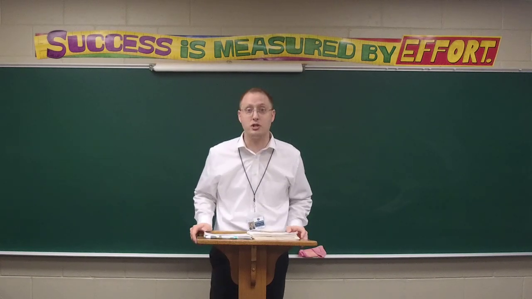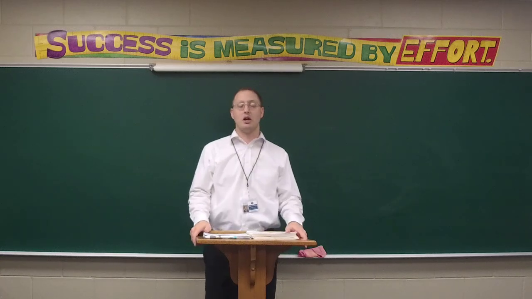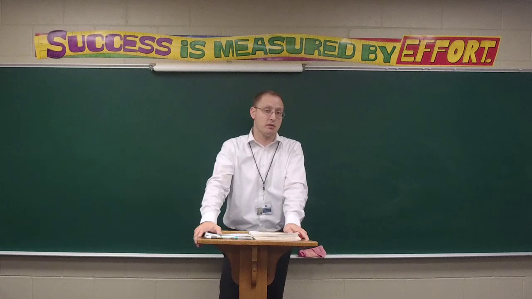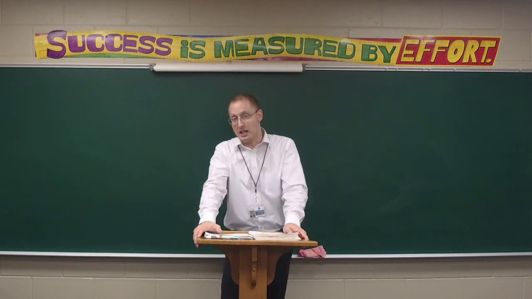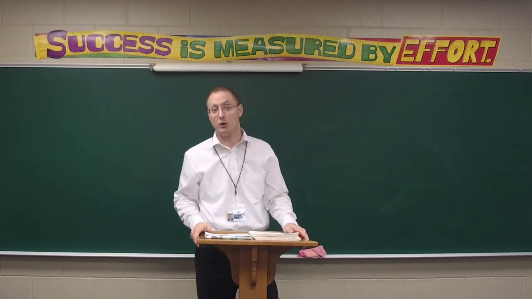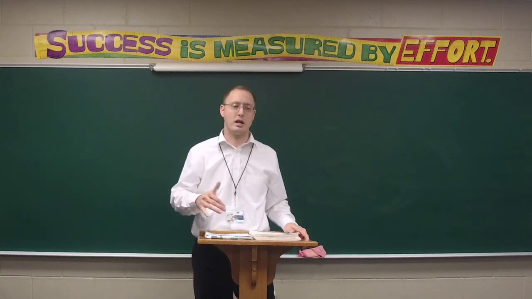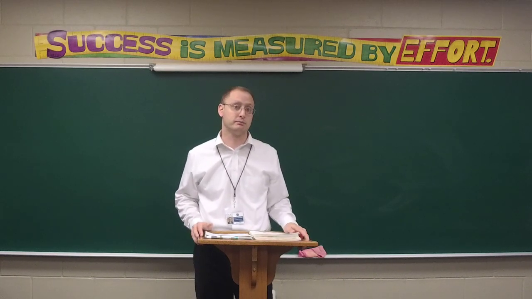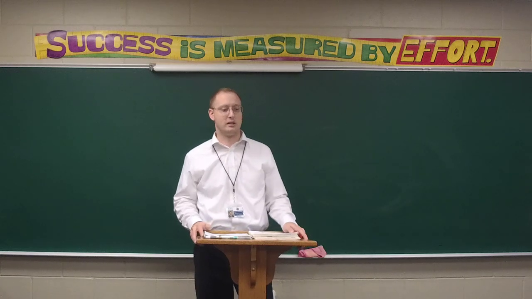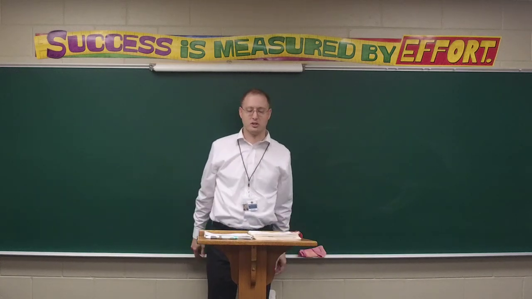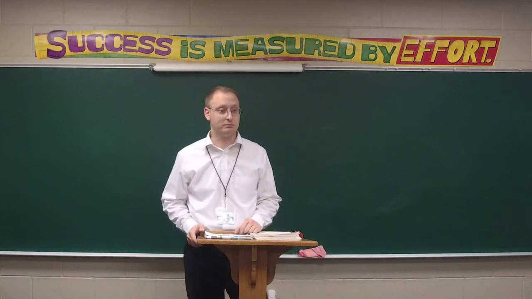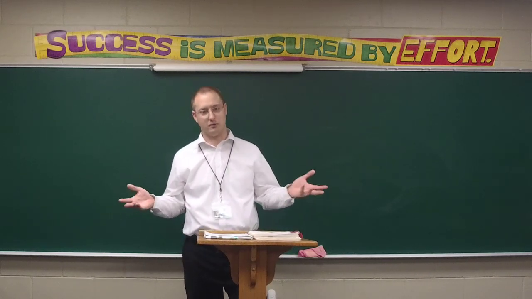We also talked about location theorems. Remember, if a point lies in the bisector of an angle, it is equidistant from the sides of the angle. What if a point's equidistant from the sides of an angle? Yeah, it's in the angle bisector. What if a point is equidistant from the ends of a line? Yeah, it's in the perpendicular bisector of the line. What if a point is in the perpendicular bisector of a line? Equidistant from the ends of the line.